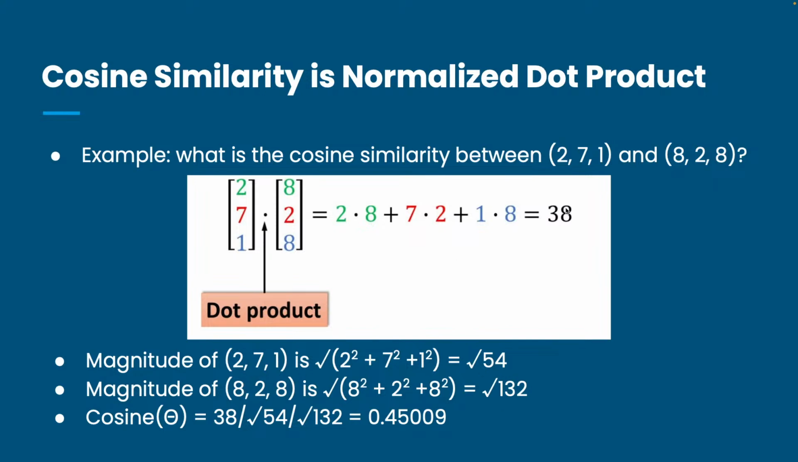If we take 38 and divide by these two lengths, we end up with a score of about 0.45. So these are not that similar, but have a little bit of similarity. Does this computation make sense? Okay, great.